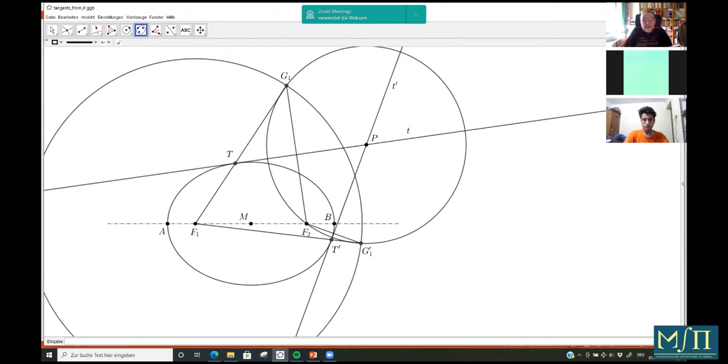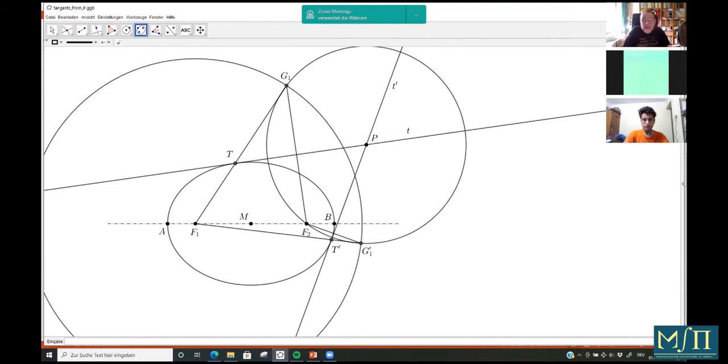Now, I think it's fairly easy to imagine that similar constructions will be possible if we vary the situation a little bit. For instance, if we're not looking for tangents of an ellipse through a given point, but rather tangents of an ellipse that are parallel to a certain direction or parallel to a given line. That is another construction that we can easily solve with such a method.